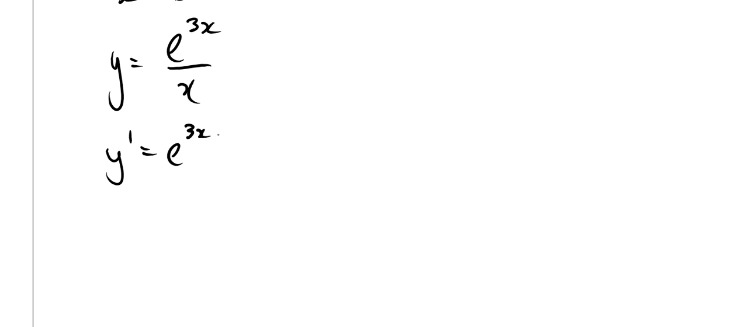So the derivative of the top is e to the 3x times the derivative in the exponent, which is 3. So that's the derivative of the first part, and then times the bottom, which is x. I could see somebody getting confused about where that x came from, thinking it came from the exponent or something like that. Minus the top times the derivative of the bottom, which is just 1, over the bottom squared. I'm going to factor this.